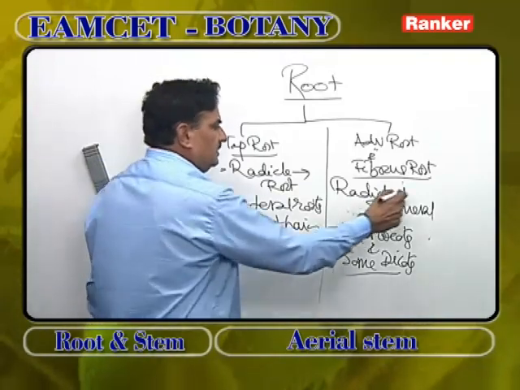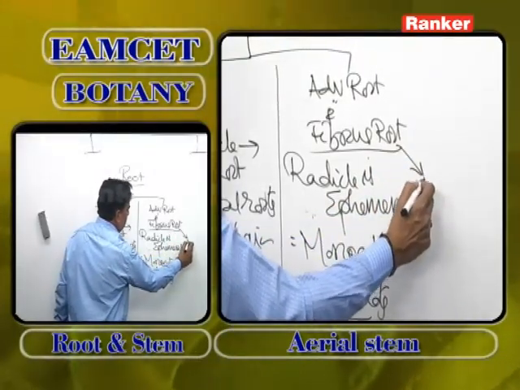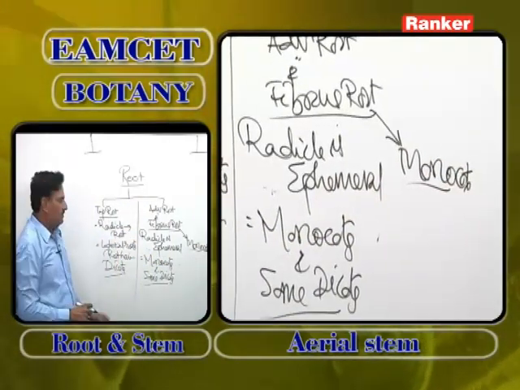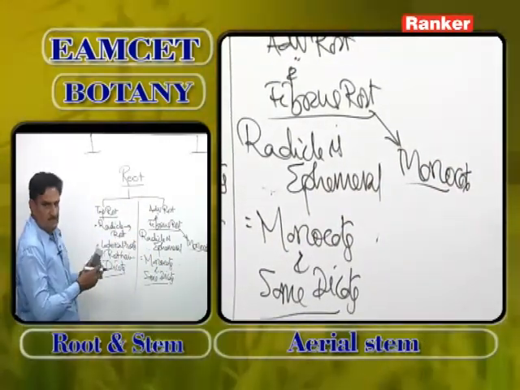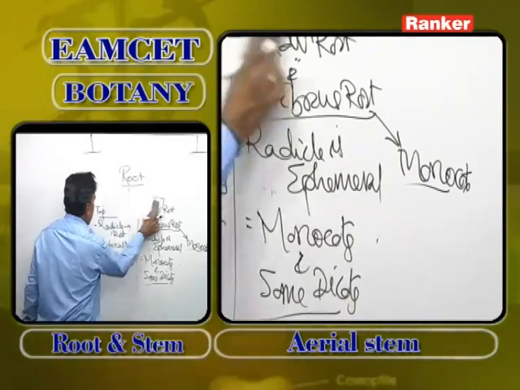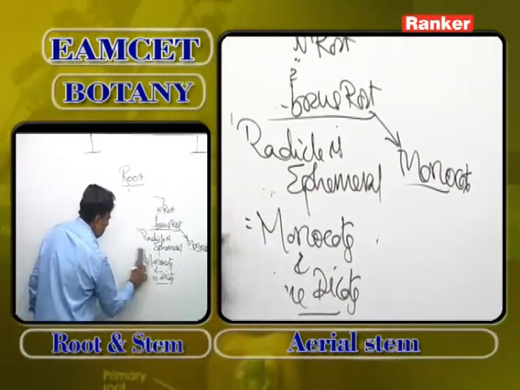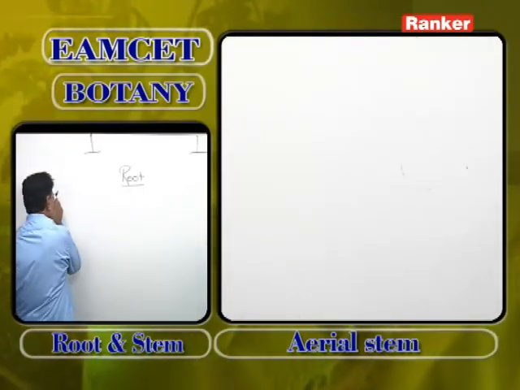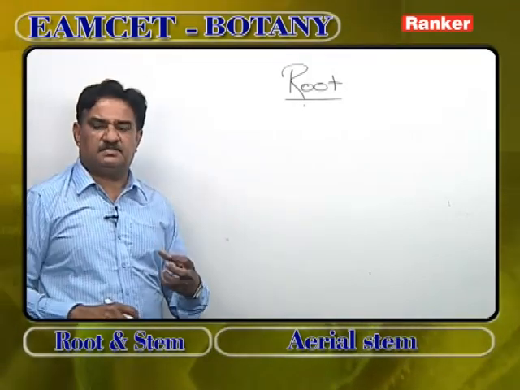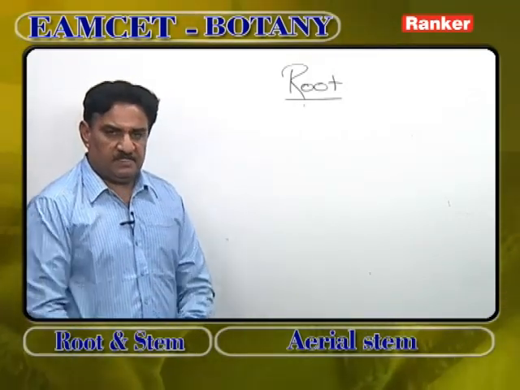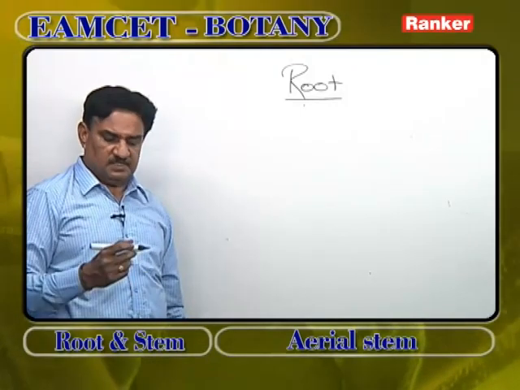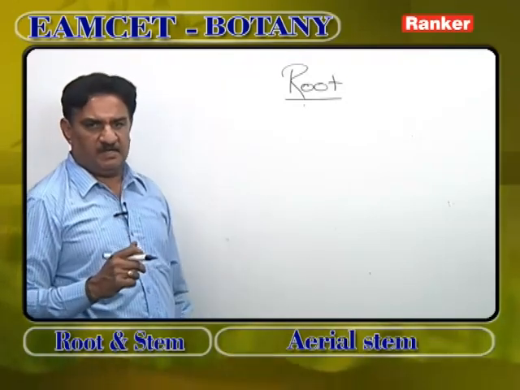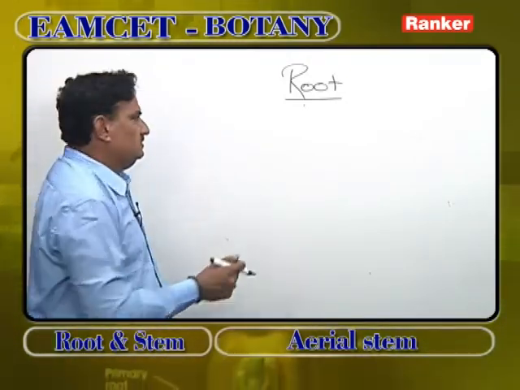Fibrous root system: a bunch of adventitious roots present at the base of the stem, or basal node. It is found in monocots. So this is about types of roots. What is meant by a tap root, what is meant by an adventitious root, or a bunch of adventitious roots formed from the basal nodes, called fibrous roots. The radicle is persistent in tap roots. The radicle is ephemeral, short living, in adventitious roots.